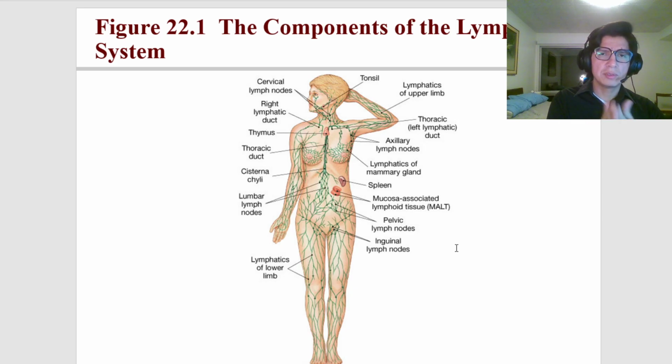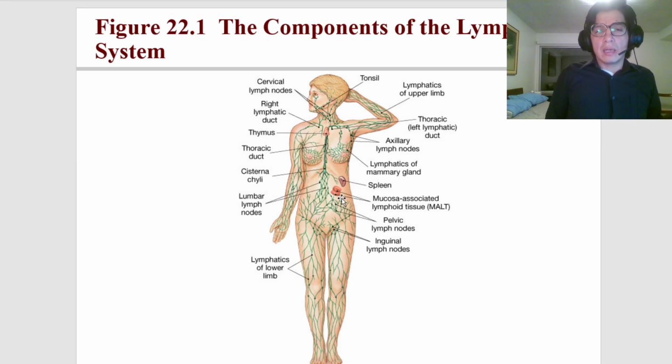Here is an overview of the structure of the lymphatic system. It contains organs of the lymphatic system as well as the vessels. Here, we have the spleen, the tonsils, and the thymus. Those are part of the organs of the lymphatic system. You also have your mucosa-associated lymphoid tissue as part of these organs.